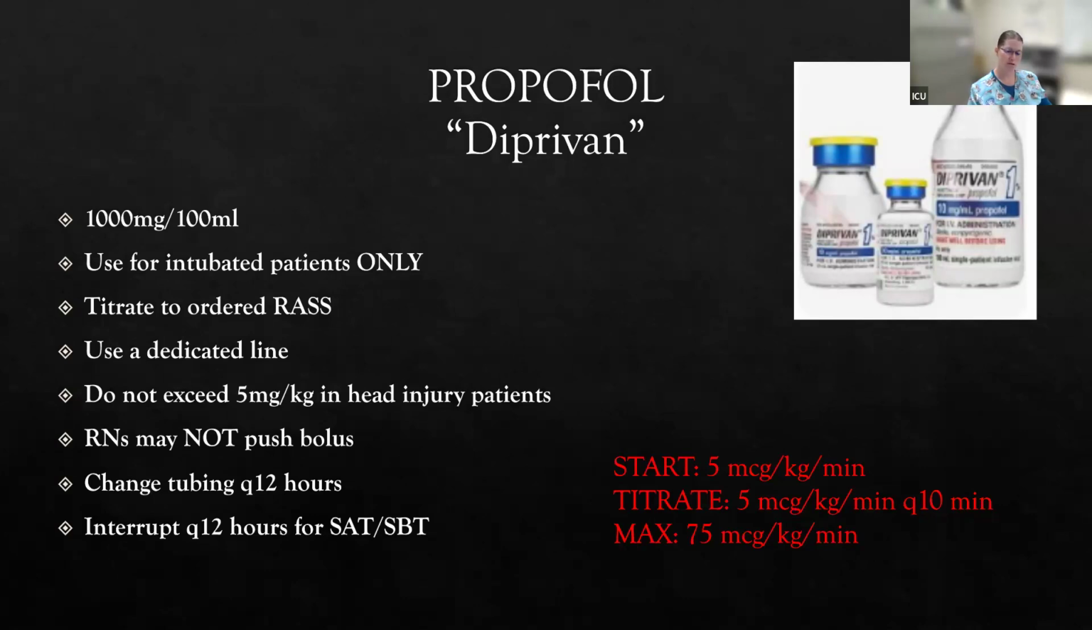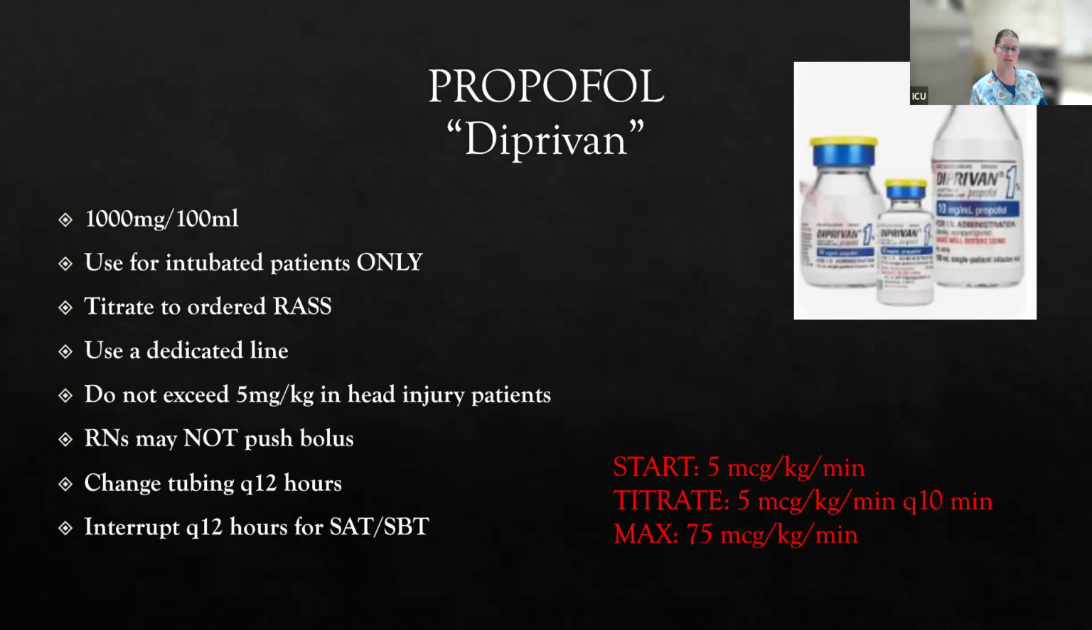We should be interrupting the propofol every 12 hours or so for a spontaneous awakening trial, and a spontaneous breathing trial if they pass the awakening trial, also called SATs and SBTs. Propofol is very nice because you turn it off and within about 5 to 10 minutes its effects are gone. Patient will wake up. You can do a good neuro assessment. You can see, are they going to be weanable or not? If they are weanable, then no more propofol.